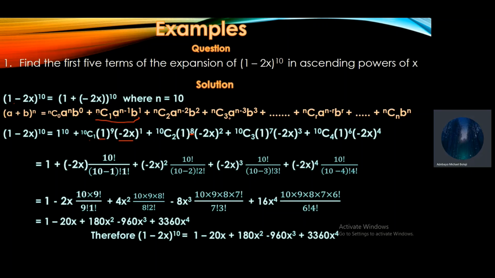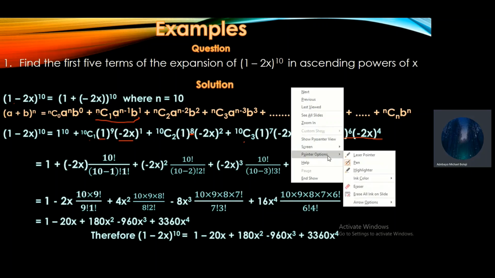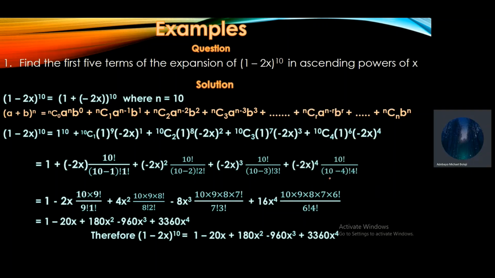Our fourth term is n combination 3, and we do the same thing. We got 10 combination 3, 1 raised to the power of 7, minus 2x raised to the power of 3. And our last term, which is our fifth term, is 10 combination 4, 1 raised to the power of, in this case, n minus 4. That's 10 minus 4, which is equal to 6, right? Then b raised to the power of 4, which is minus 2x raised to the power of 4. I'm sure you all got this expansion. Yes, so let's continue.